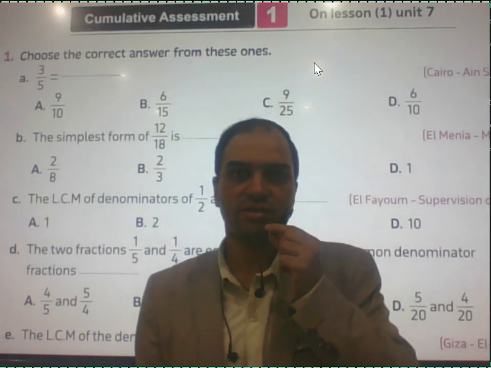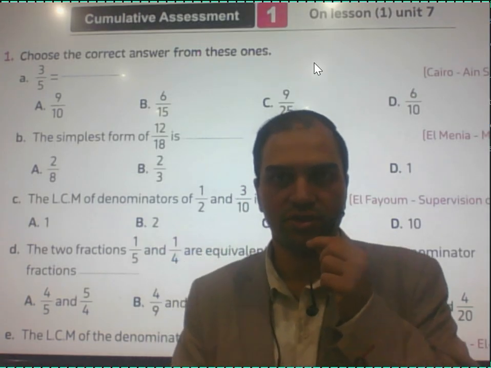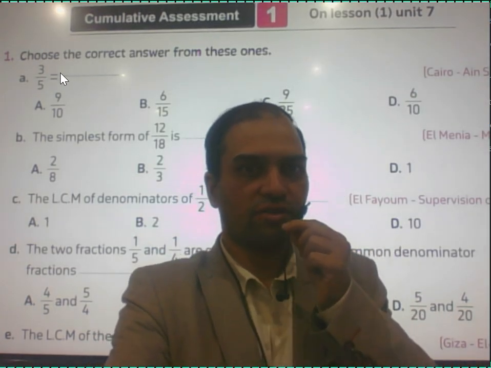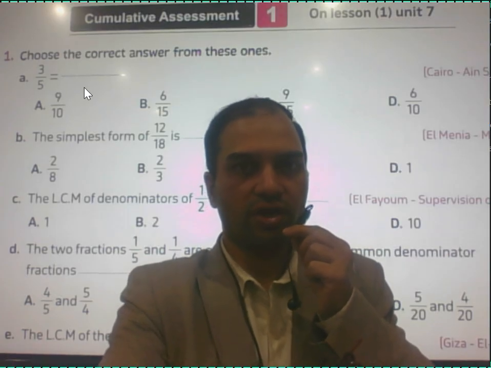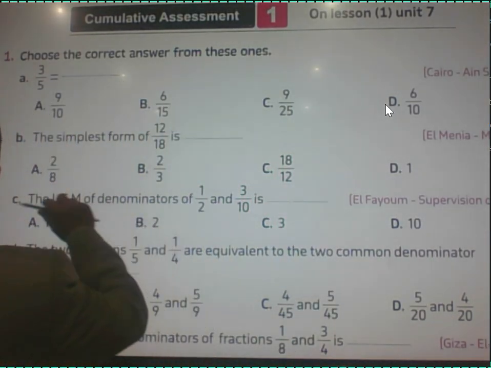We can find the equivalent fraction by multiplying by 2, up and down. Numerator and denominator. Then 2 times 3 equals 6, and 2 times 5 equals 10. Then the result will be letter D here. Choose letter D for the first question.